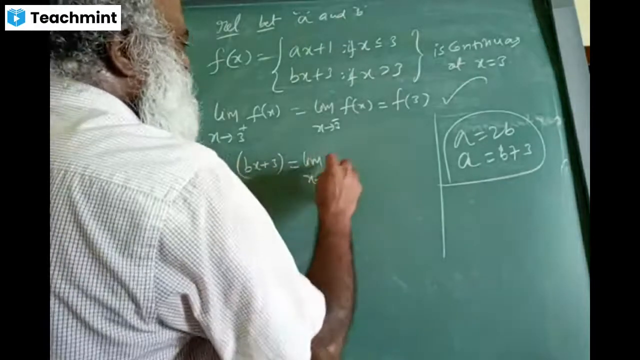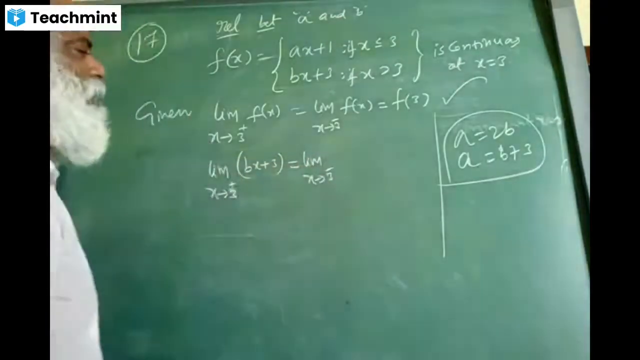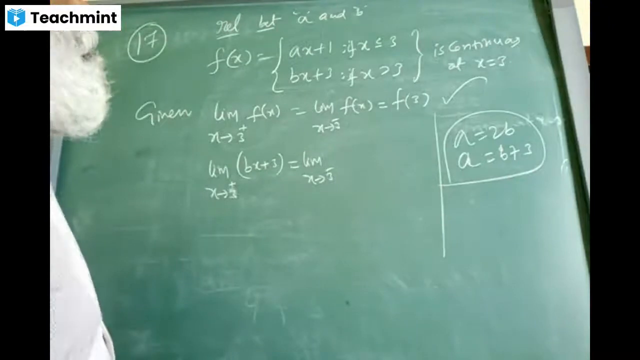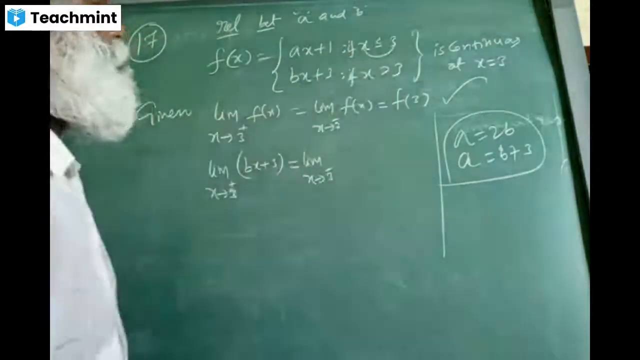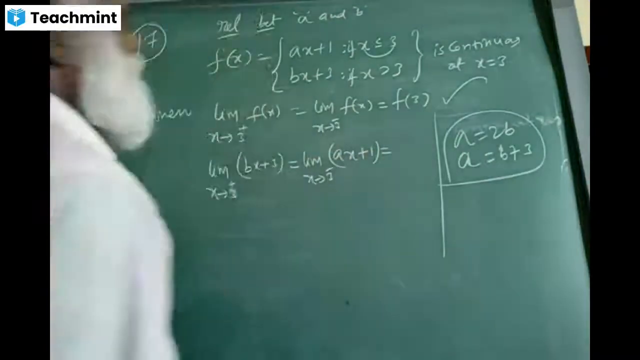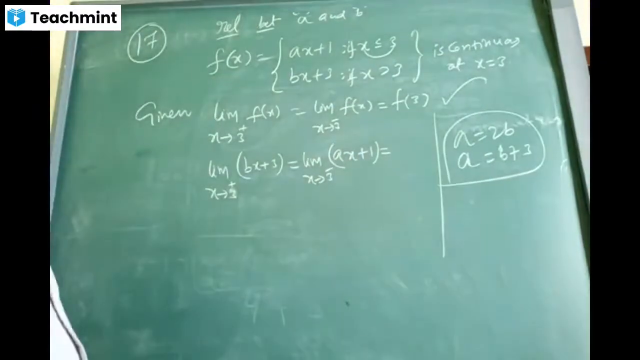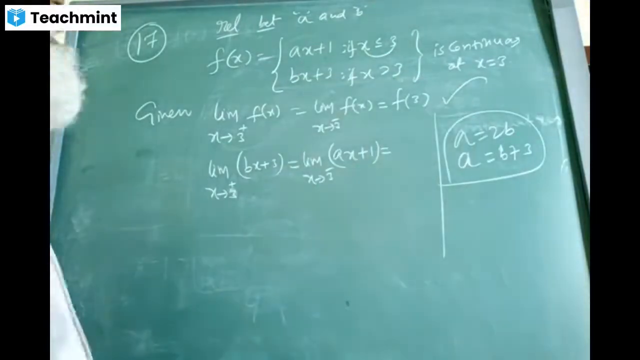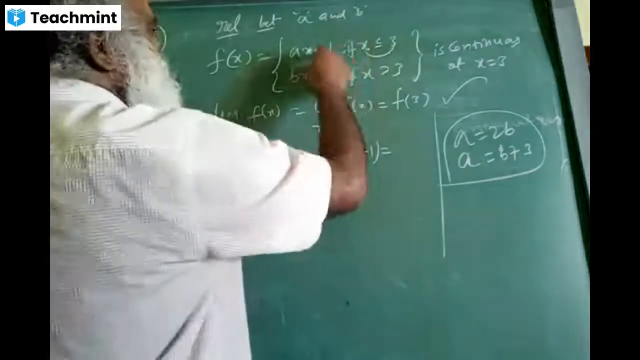Limit x tends to 3 minus, f of x. What is f of x here? Ax plus 1, sir. And what is f of 3? Ax plus 1, sir. Brilliant. At x equal to 3 also, it is the same, ax plus 1.